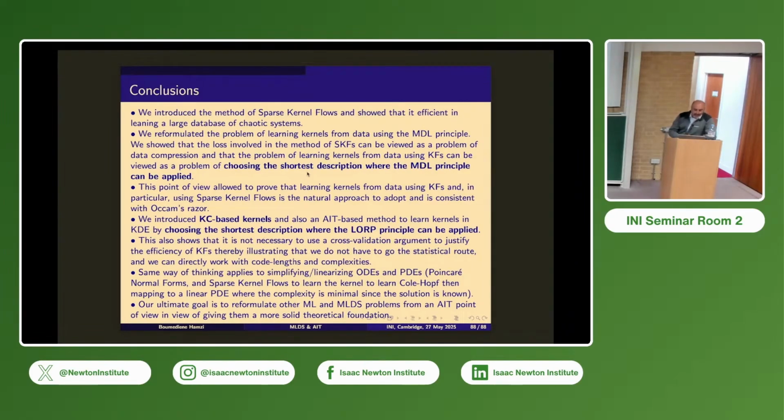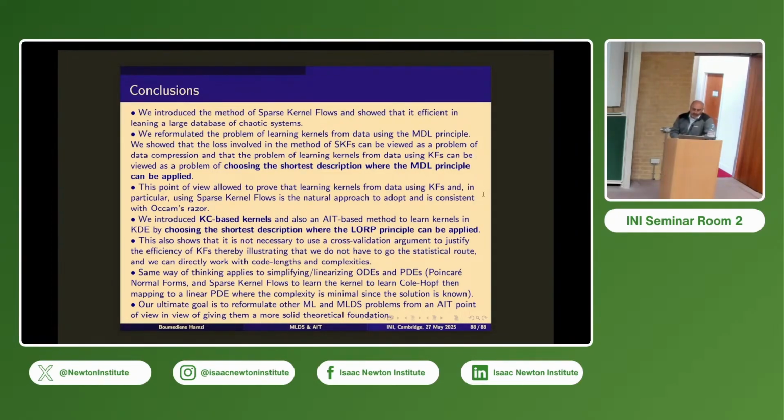And okay, so what we did here is that we introduced the method of sparse kernel flows and showed that it is efficient in learning a large database of chaotic dynamics. So we have formulated this problem of learning kernels from data using the MDL principle. And we showed that the loss involved in learning kernels using sparse kernel flows can be viewed as a problem of data compression, and that the problem of learning kernels from data can be viewed as a problem of choosing the shortest description where the MDL principle can be applied. So here we showed essentially that sparse kernel flows is consistent with Occam's razor.